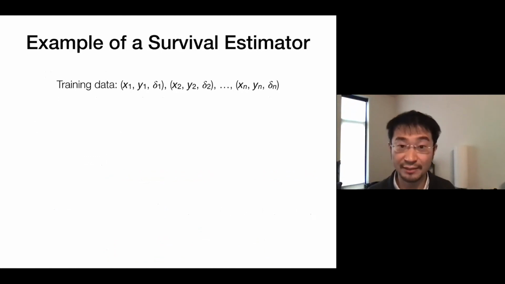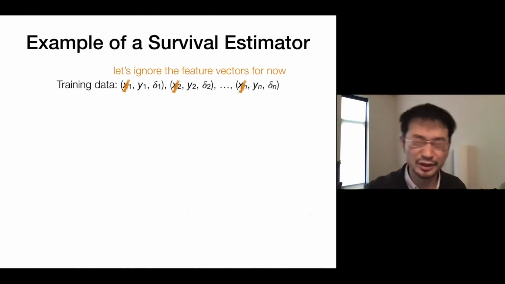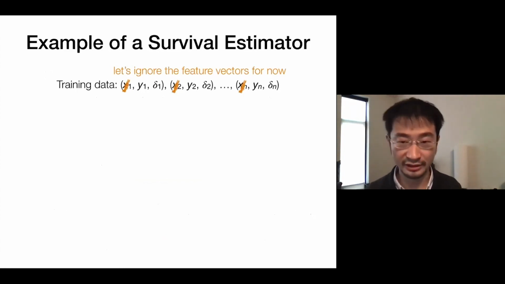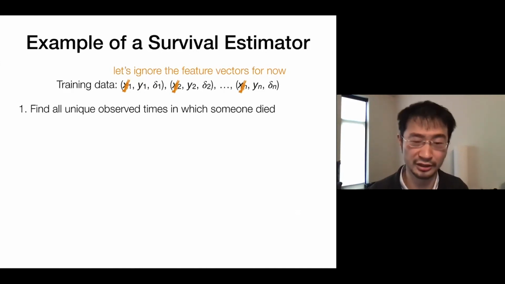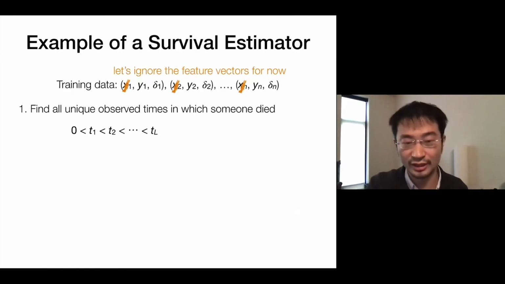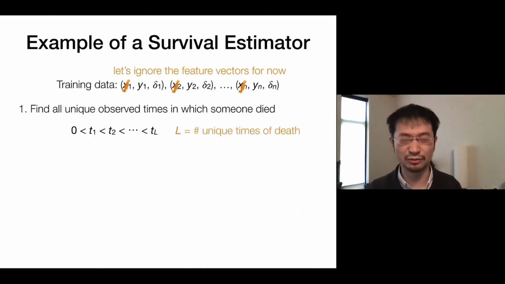Now we'll talk about an example of a survival estimator. How do you actually go about estimating this survival curve? We'll look first at how you do this if you did not have any feature vectors. So I throw away all the feature vectors and keep just the observed times and event indicators. I can sort all these observed times, y1 through yn, and only consider the times when someone actually died. So I have 0 less than T1 less than all the way up to TL, where capital L is the number of unique times in which someone died.